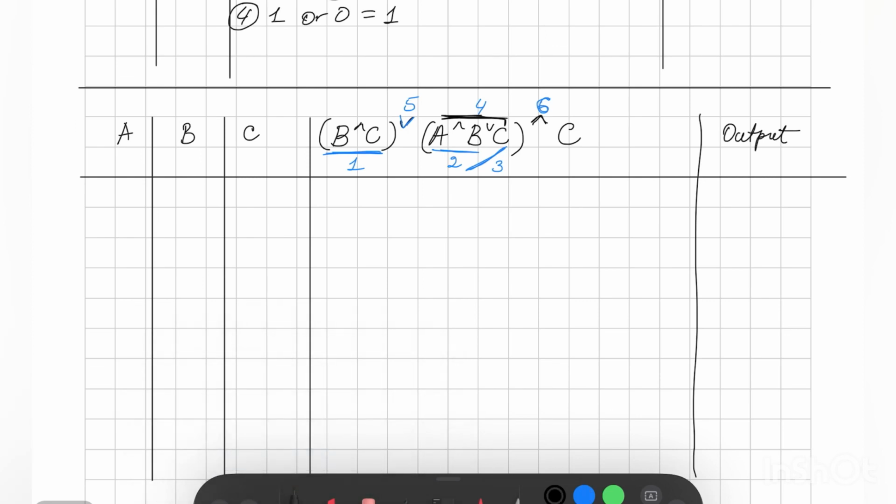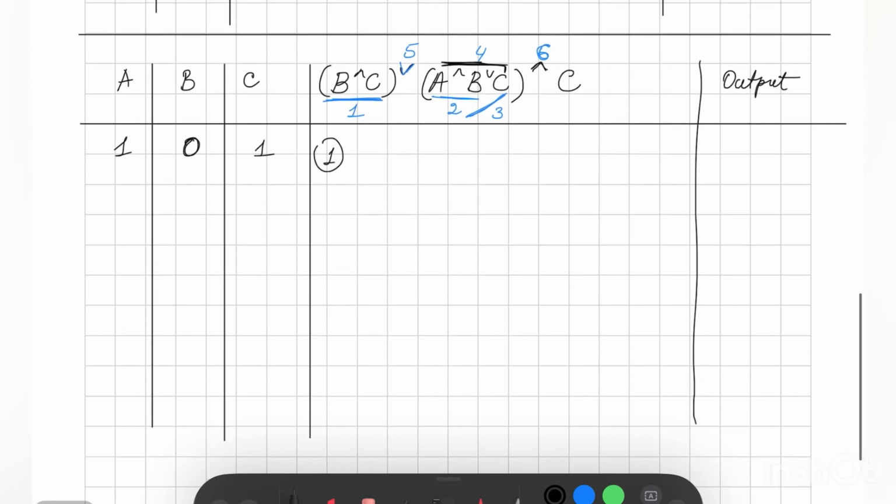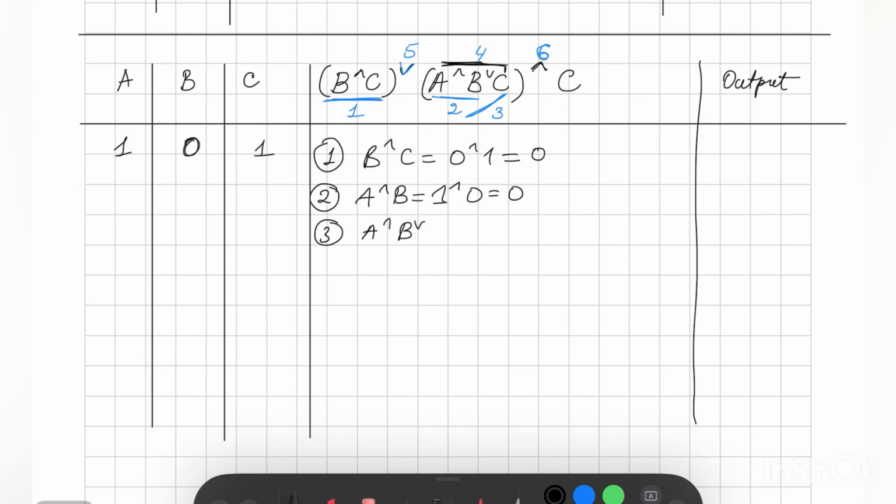Let's write like this. C is 1, B is 0, and A is 1. So the first step will be B and C, which is 0 and 1. It is 0. Second step is A and B, 1 and 0, which is 0. Third step is A and B or C. We already know that A and B is 0 from here, or C is 1. So 0 or 1 will be 1.